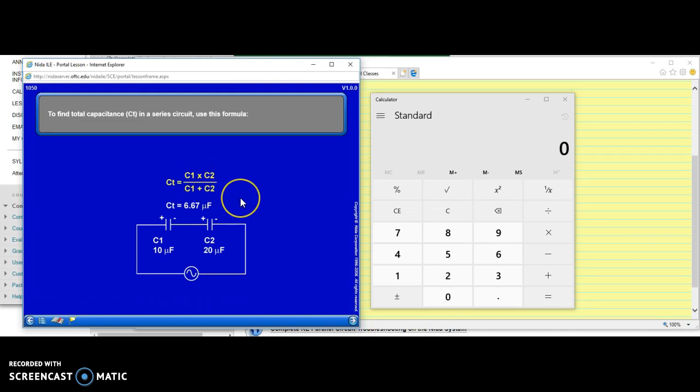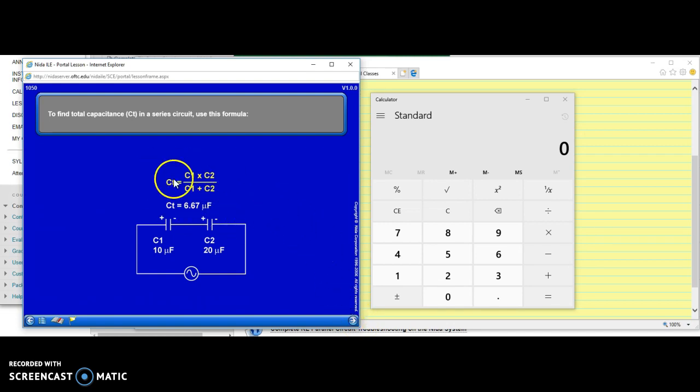And we use the same formula. We use product over sum. And we can use a reciprocal if we have more than two. If we get into more than two, I may show you that. If not, if you have interest in the reciprocal formula, you can Google it or ask your instructor. I'd be happy to show you that.